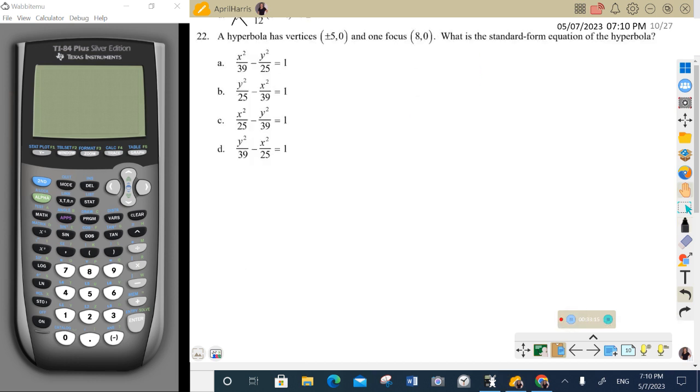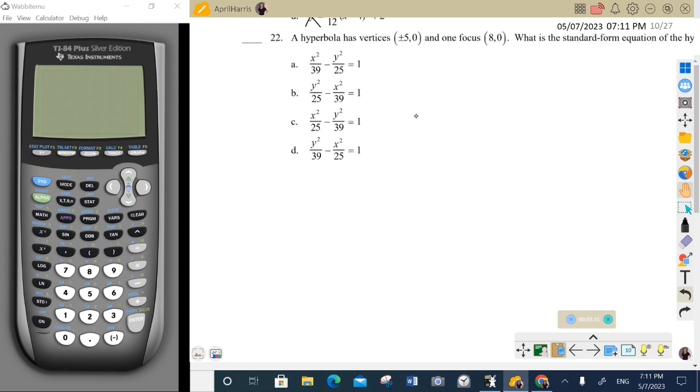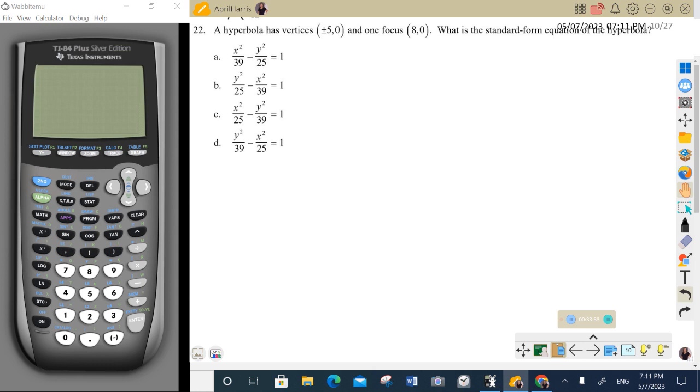Number 22 says a hyperbola has vertices of plus or minus 5 and a focus at (8, 0). What's the standard form of the equation? So I noticed they're all hyperbolas because they all have a minus, and they all have both variables squared. So let's graph what they've given us. They said (5, 0) and (-5, 0) are the vertices. So if I were to graph that, we know the hyperbola is doing this in the x direction because those are the vertices.